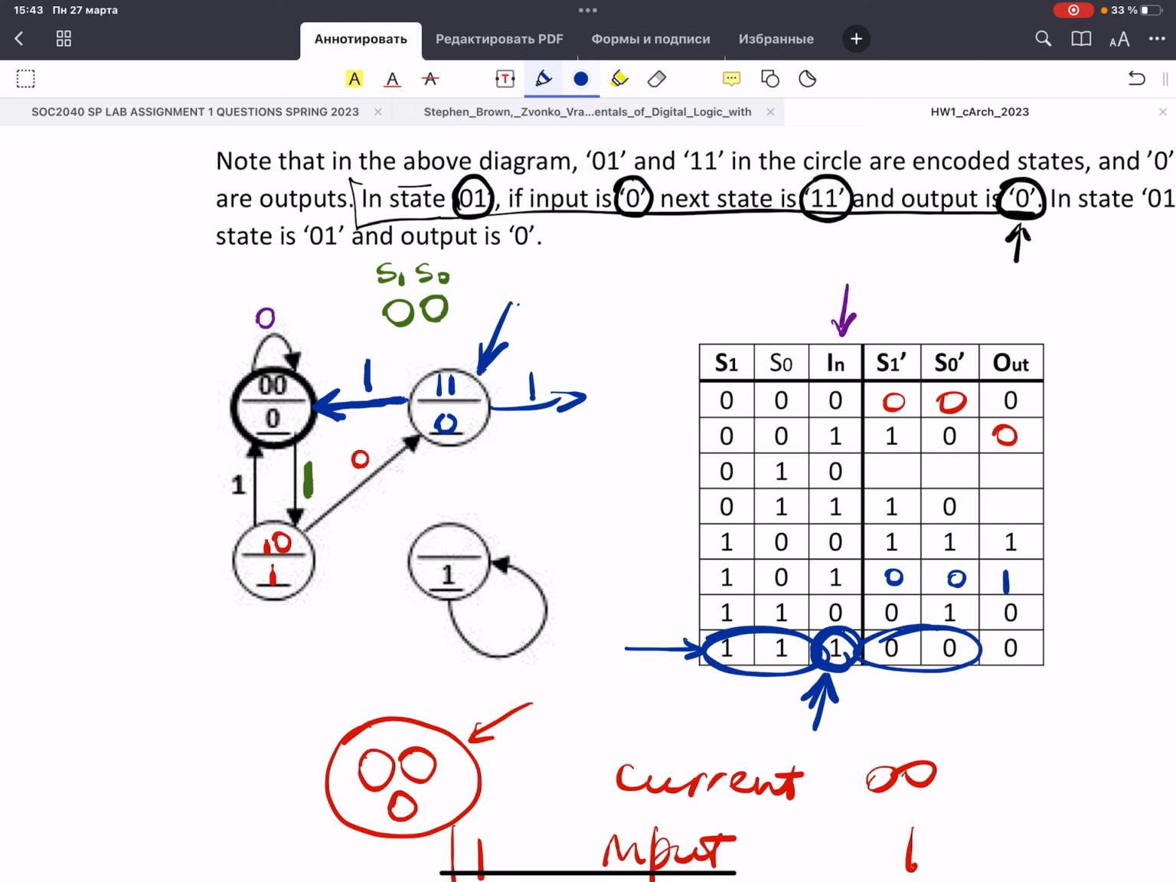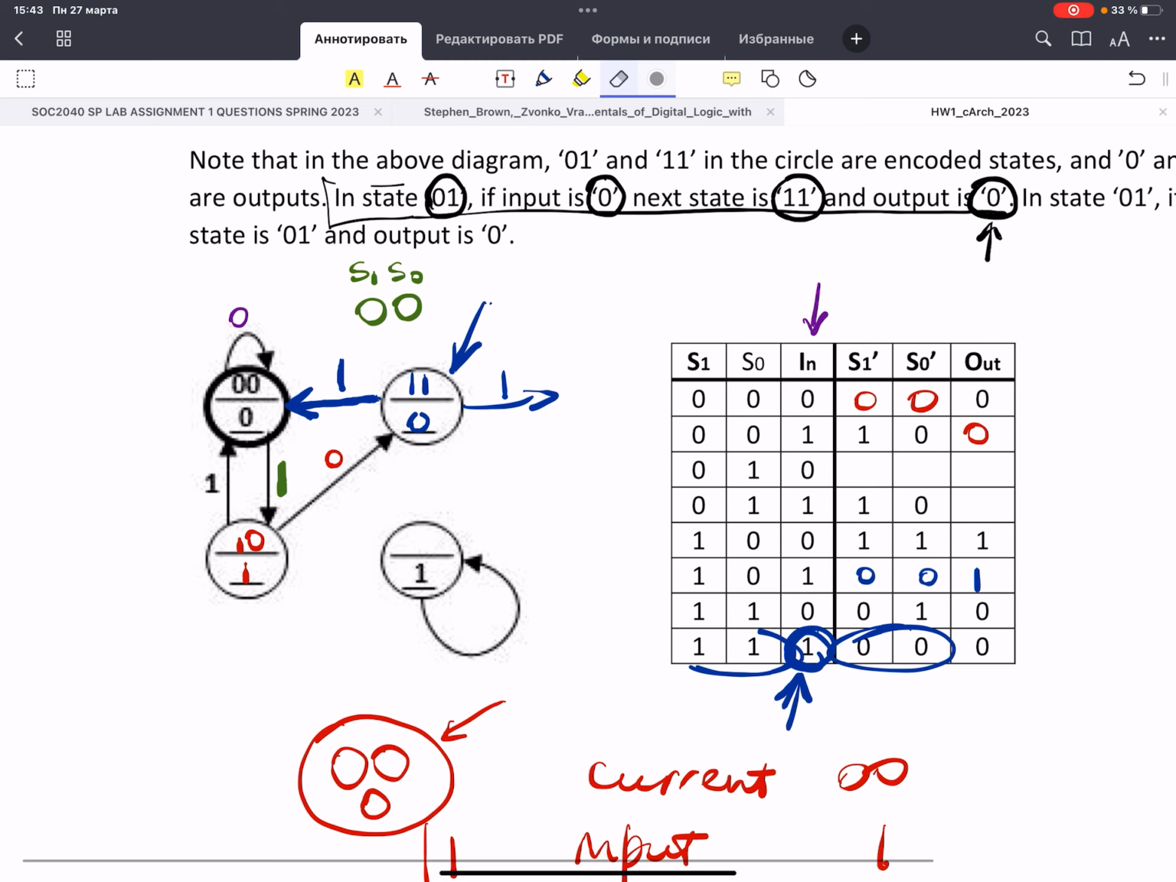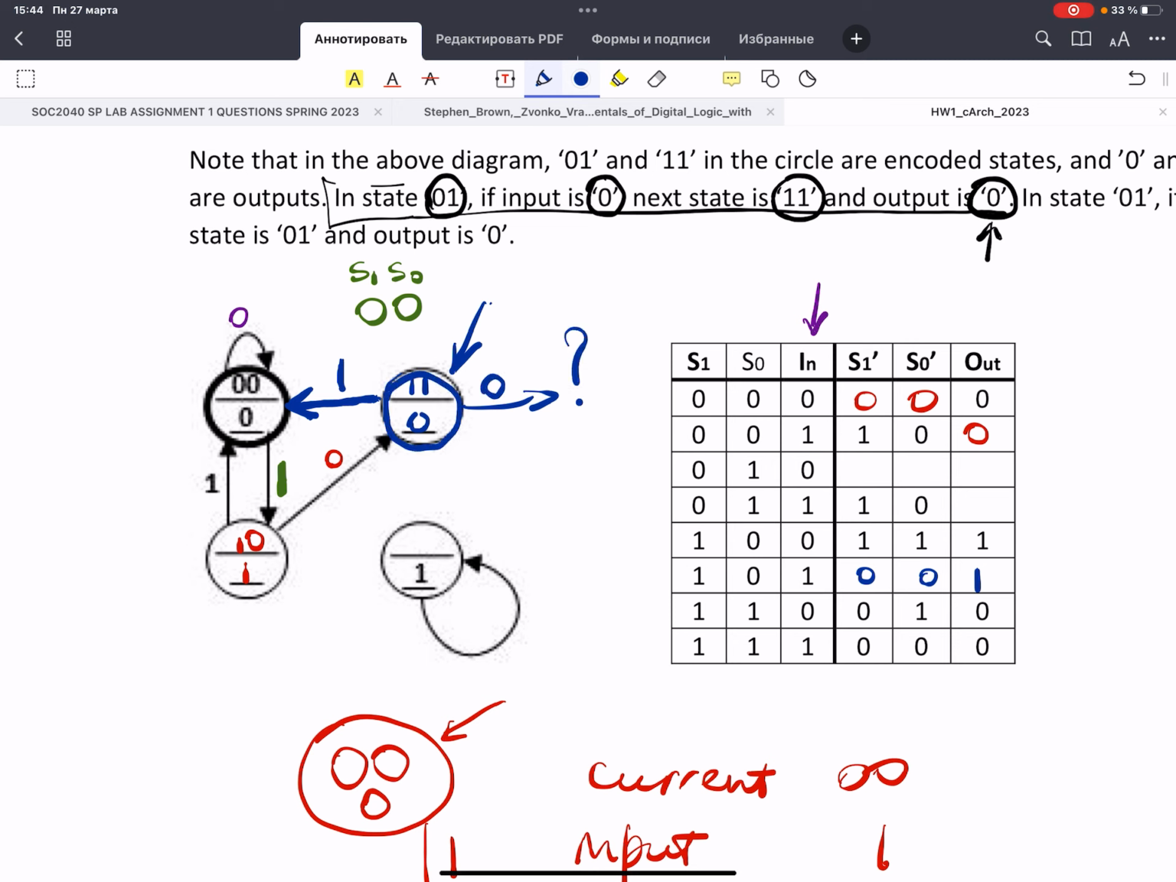Sorry, here 1. Okay, so now question. There is a question. We know what the next state is if input 1 is given to this state. But what happens if input 0 is given? For this, let's analyze this row. It says that if input 0 is given to this state, called 1-1, the next state is going to be 0-1. We only have one empty circle, so that's why I'm writing 0-1 here.